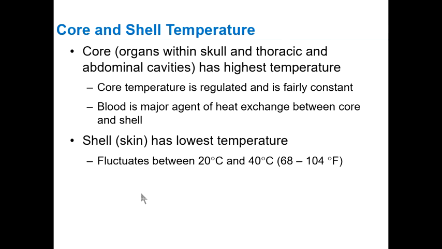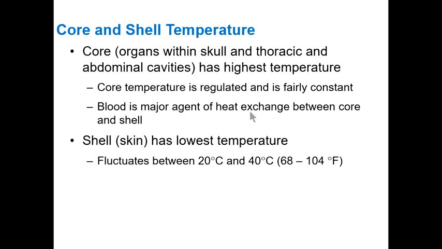And when we're talking about those temperature ranges on the previous slide, that has to do with core temperature, not shell. And here's the difference. The core temperature is the temperature around your organs in your body cavities, like your cranial cavity organs, your thoracic and abdominal cavity organs. That's where the highest temperatures are in our body, in the core. It's pretty constant, so even though the temperature outside of our body can change very drastically, the temperature in our core remains fairly constant within that normal range that we saw.